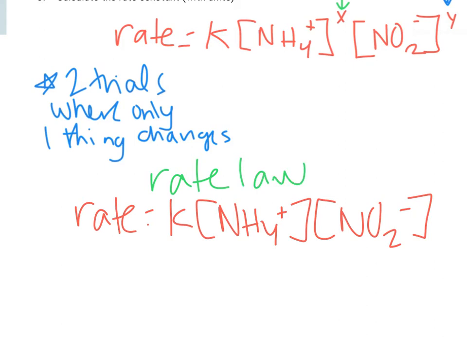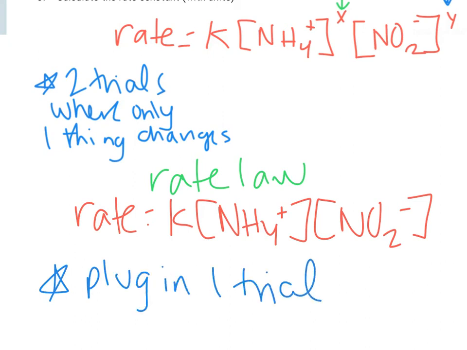A lot of times they'll let you leave it just like this, and then the next step will be to find K. To find K, all we're going to do is, let me put this in blue as another step, plug in one trial and solve for K. Pretty straightforward. So this is our rate law.